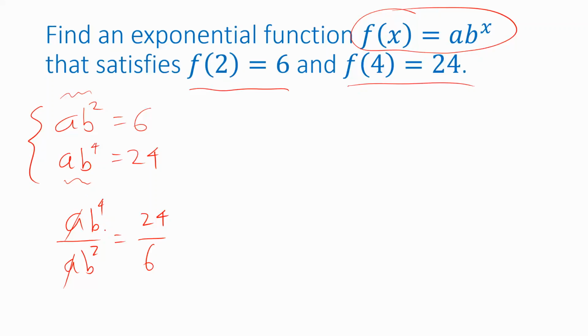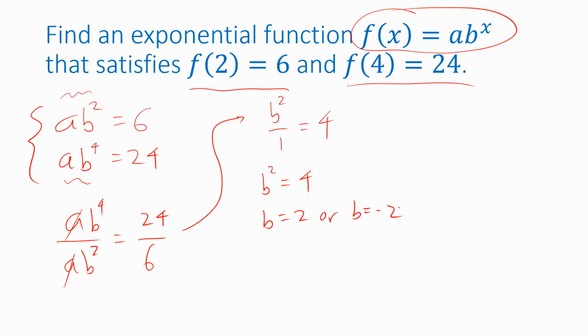Actually, we can do even better. Notice that I'll have b to the 4th divided by b squared. That will simplify to just b squared over 1. On the right side, let's simplify. 24 over 6 is 4. Okay, so I'm really looking at the equation b squared equals 4. And there are two solutions to that. b equals 2 or b equals negative 2.